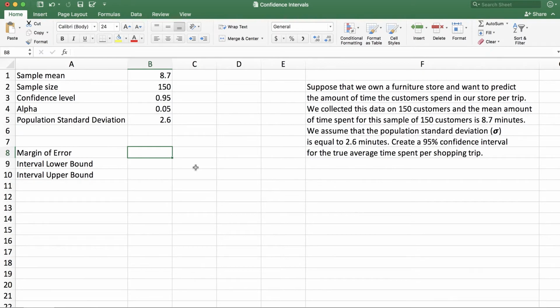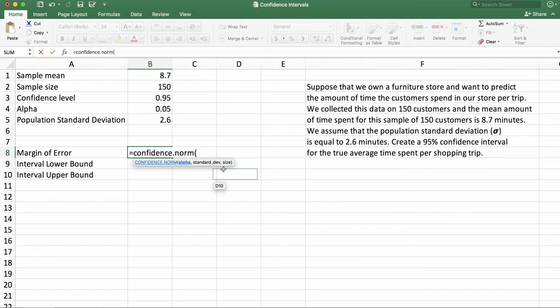So to calculate the margin of error, I'm going to use a function called confidence.norm. Okay? So we are going to use confidence.norm for the cases where we know the population standard deviation. Okay? And this function requires three different values, which are alpha, the standard deviation, and the sample size.